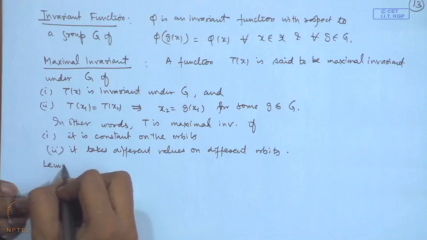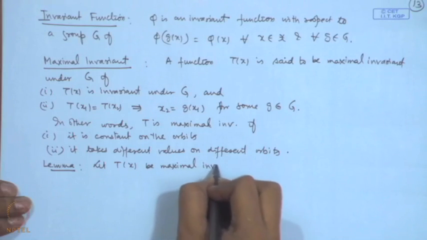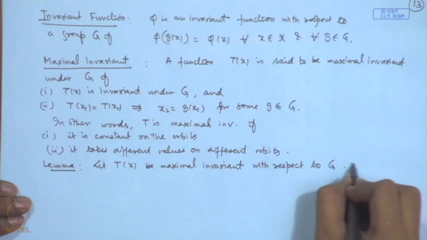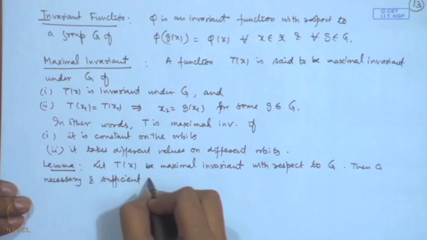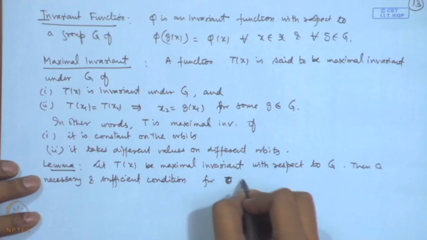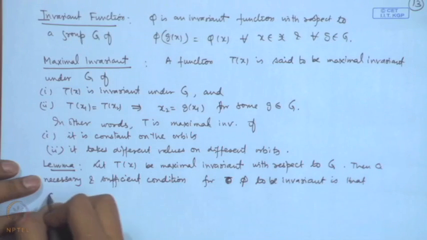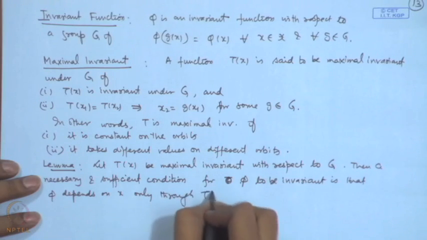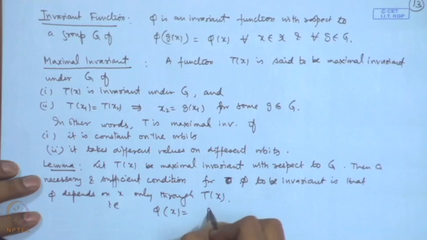We have the following lemma: let T x be maximal invariant with respect to the group of transformations G, then a necessary and sufficient condition for another function phi to be invariant is that phi depends on x only through T x. That is, phi is a function of T x.